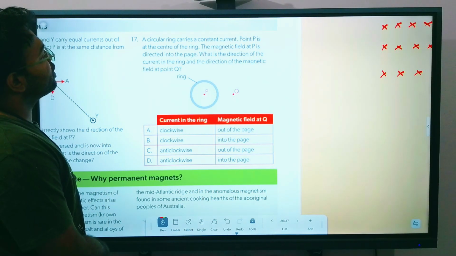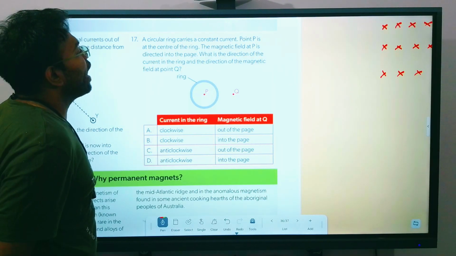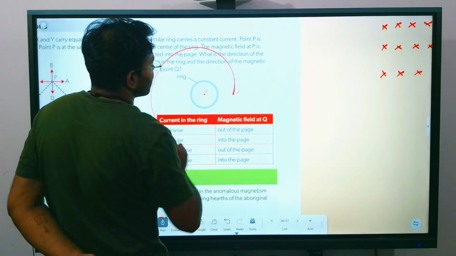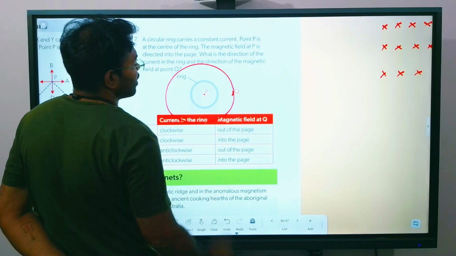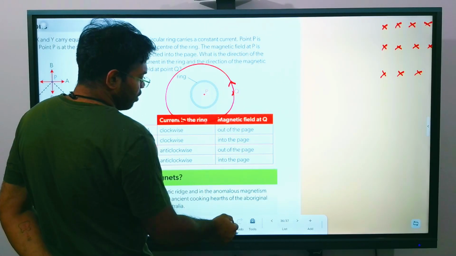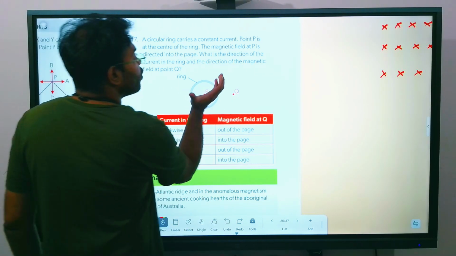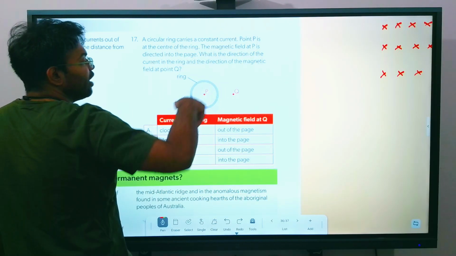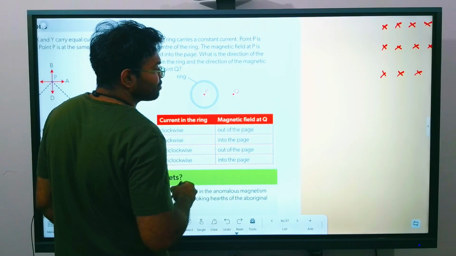What is the direction of current in the ring? We have found it. It is in the clockwise direction. And the direction of magnetic field at the point Q? Very easy. Just draw a circle like this. Okay. Better circle. Now, the direction. Wait, no. Sorry. The current is going like this. Since the current is flowing like this, therefore, the magnetic field is inwards, right?